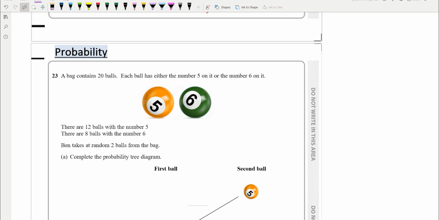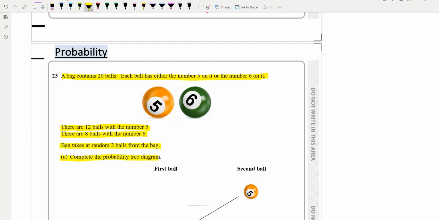So let us go through the question, and the question says a bag contains 20 balls. Each ball has either the number 5 on it or the number 6 on it. There are 12 balls with the number 5 and there are 8 balls with the number 6. Ben takes at random 2 balls from the bag.